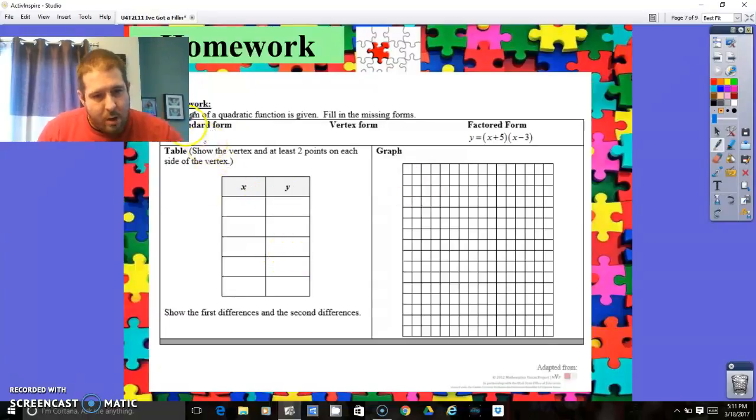All right, homework. Standard form, vertex form, they gave us factored form. So the easiest thing to do is to change that to standard form. That's going to be x squared, 5x minus 3x makes 2x. I'm just foiling it. 5 times negative 3 is negative 15. All right, if I want to put that in the vertex form, I take my two longs and I put 1 on each side. So I've got an x plus 1 squared, half the longs on each side.